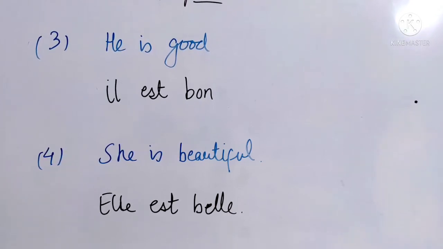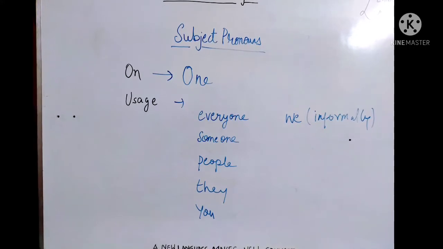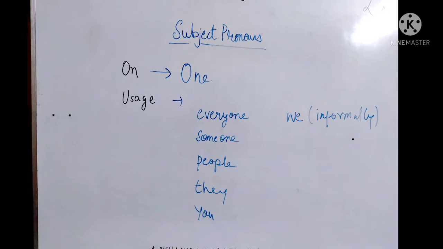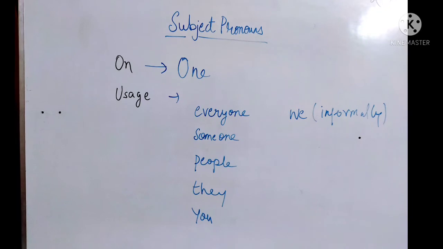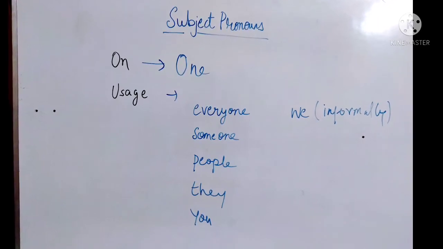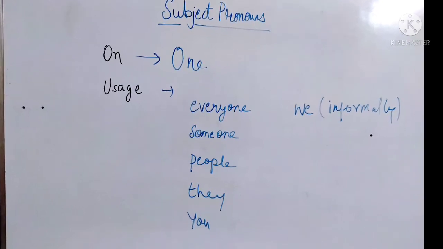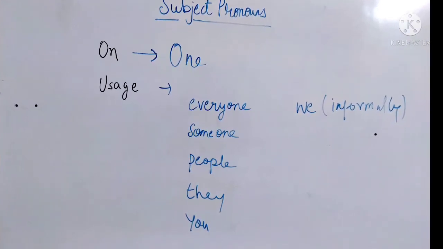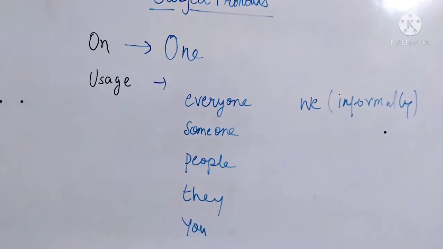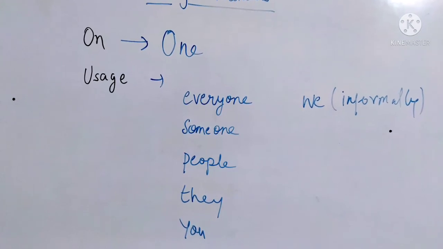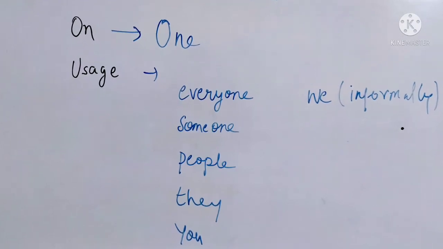Okay, now let's move to another example. On. The literal meaning of on is one. But it can be used in place of everyone, someone, people, they, you, and informally we, while in certain cases for we. Okay, now let's have a look at some examples of how we can use on while keeping any of these usages in a statement. Let's go through it.